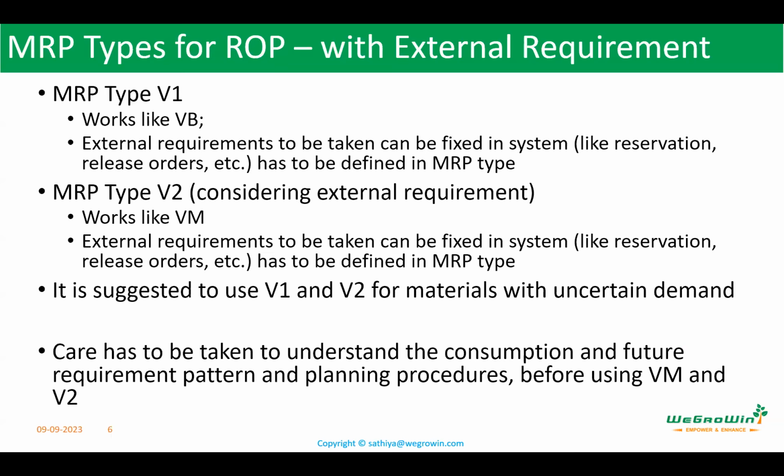Now MRP type V1. With MRP type V1, the system will consider not only the reorder point, but also any other requirement within the lead time. For example, I have a reorder point of 200, but within my lead time there is another requirement of 20, then the system will consider 220 as the reorder point. That is V1. Okay, now we'll come back to this page after 5 minutes.